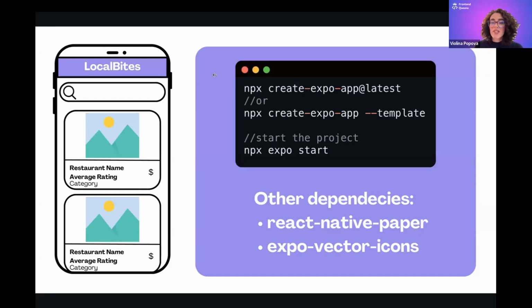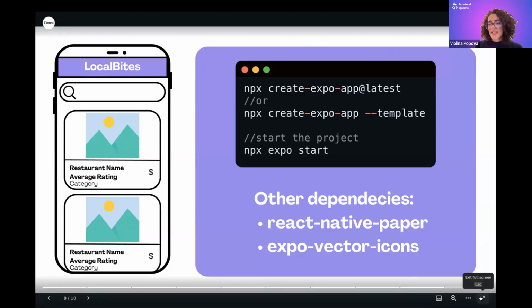And the next step is to start the project by running npx expo start. There are two other dependencies we need for our mobile app, and the first one is React Native Paper. We will use this npm package for the search bar, and Expo vector icons for some icons in our app. And now we can continue with building the project.